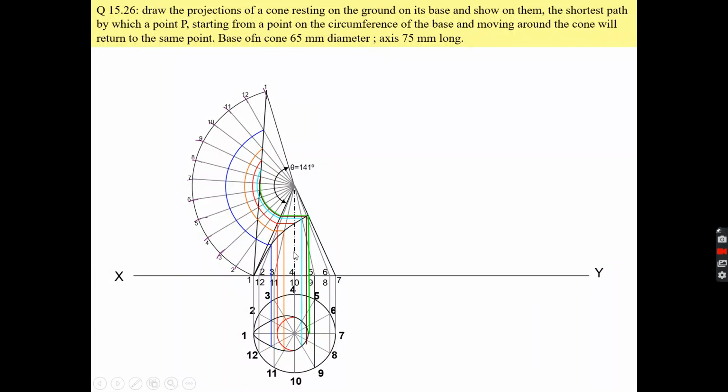Remember one point here, that you are not cutting the section. Point P is moving from point 1 around the cone toward point 1. So after drawing the front view, top view and development, you do not have to remove those parts which are above this line, because you are not cutting the section here.